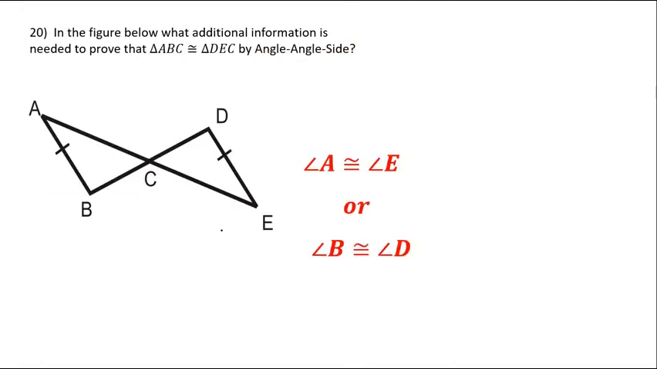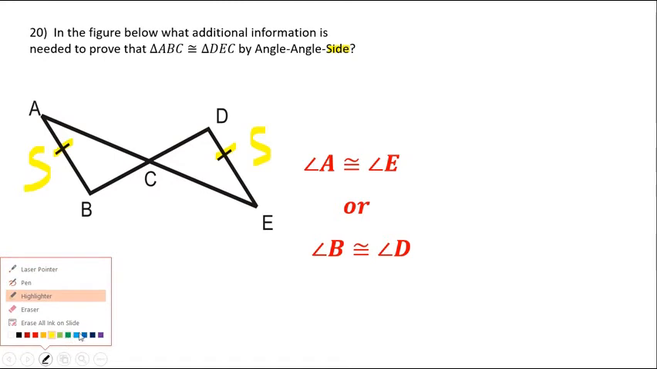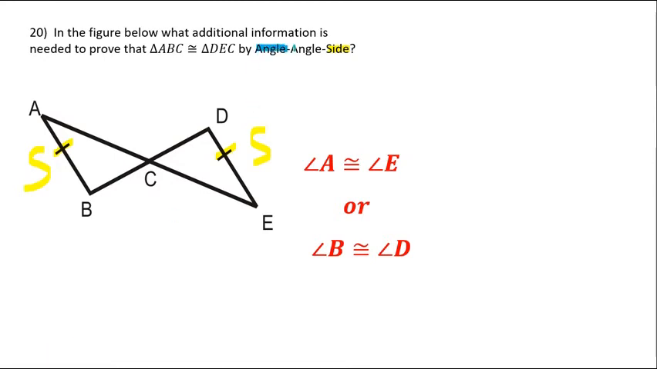Okay, now number 20. In the figure below, what additional information is needed to prove that triangle ABC is congruent to triangle DEC by angle side? So here we need angle side. So far they give us a side, which is right there. So that's our side. Okay, so now we need an angle and another angle. So we know that these two right here are congruent to each other because they're vertical angles. So this is my angle. So far I have my angle, I have my side, and I need one more angle.